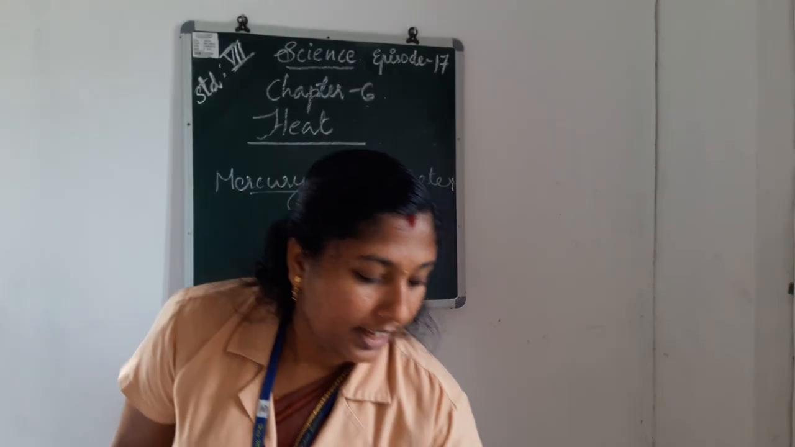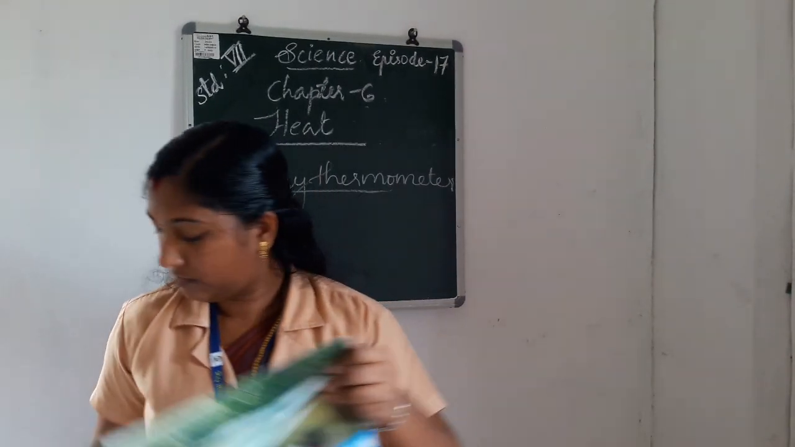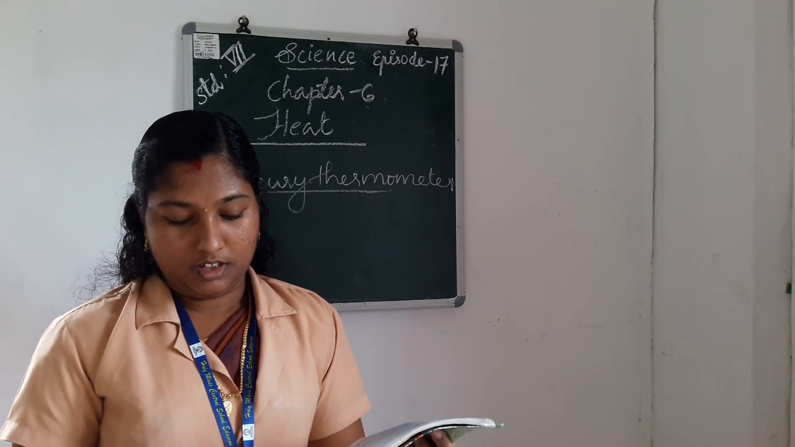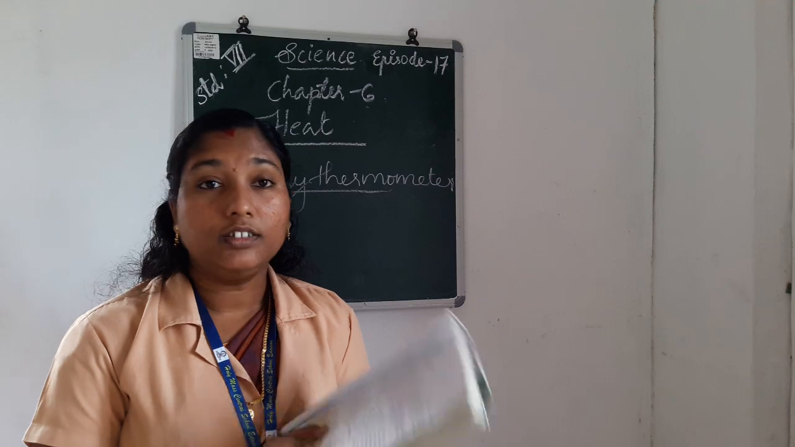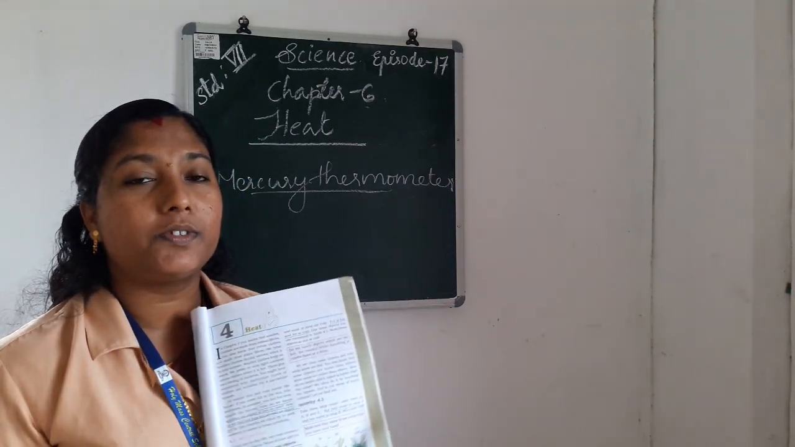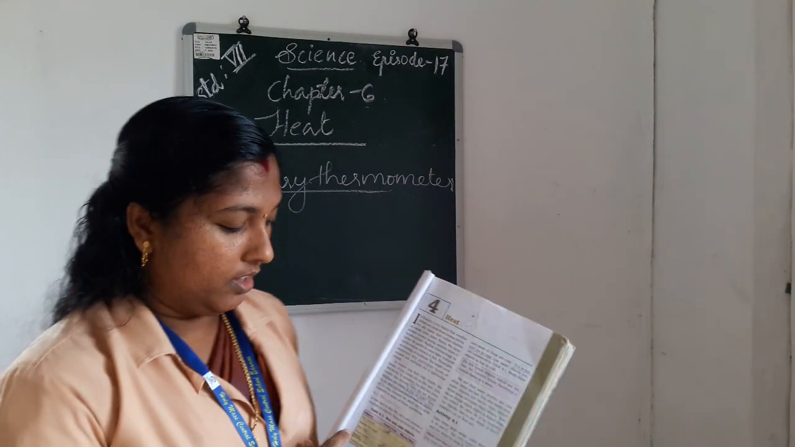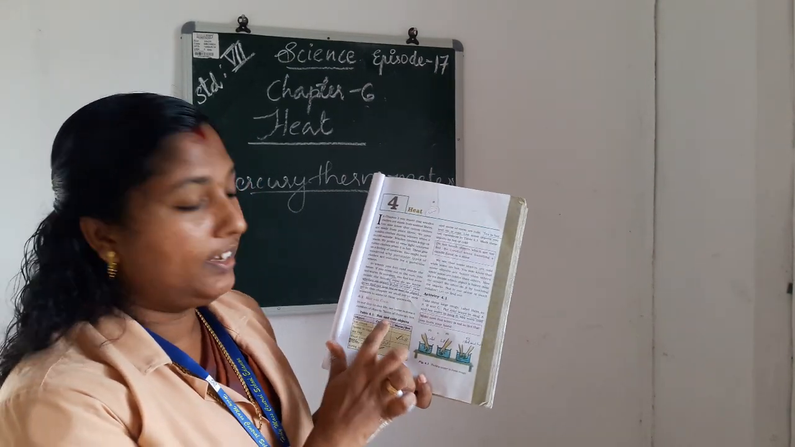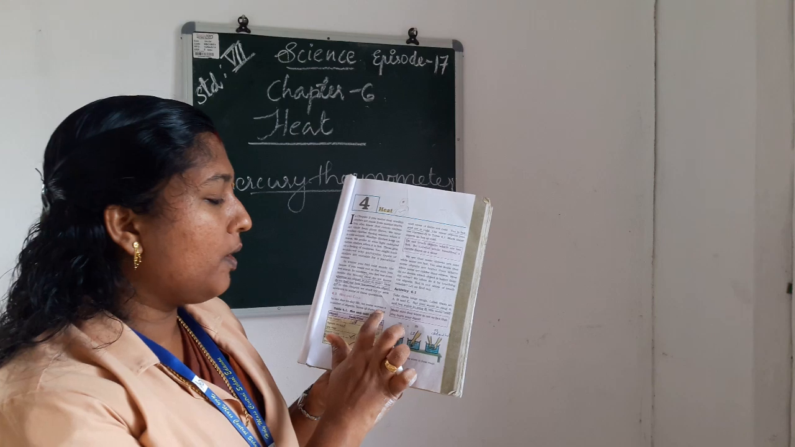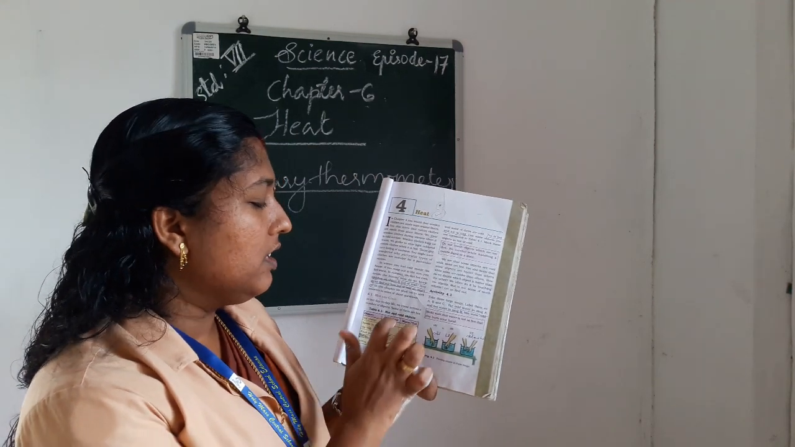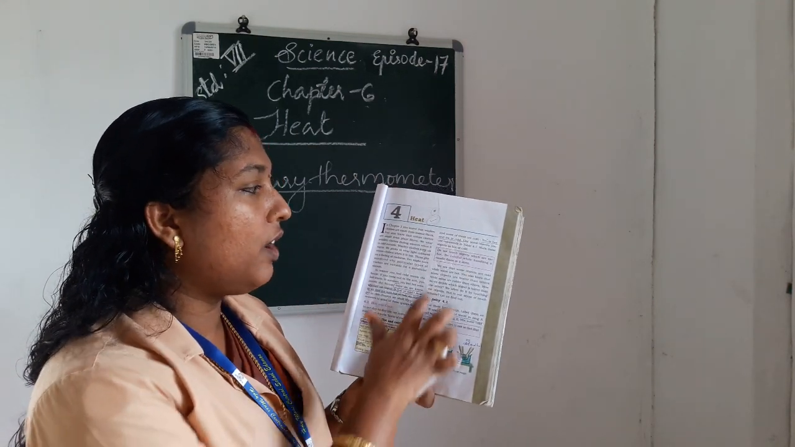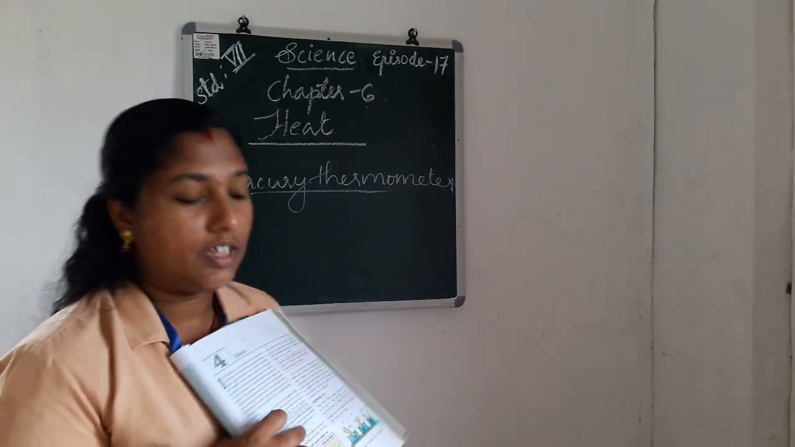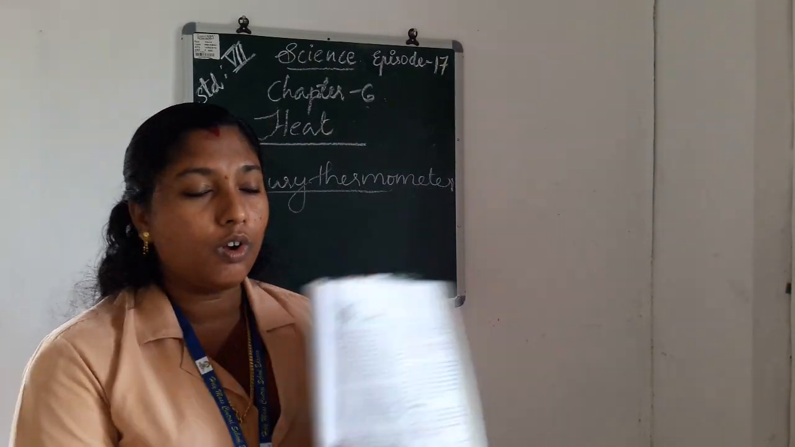Okay. Then in your textbook, hot and cold. How do we know that substances are hot or cold? All of you listen here. Hot and cold objects: some of the objects are given, some of them are hot and some of them are cold. Then we can identify whether these things are hot or cold.